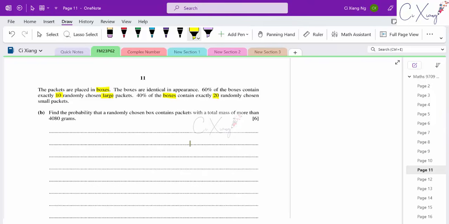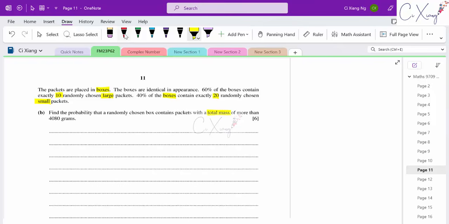randomly chosen small packets. Okay, so according to the understanding in this question, we have two kinds of boxes. One type has 10 large packets. Another type has 20 small packets in the box. They want us to calculate the probability that a randomly chosen box contains the packets with a total mass, highlight the keyword total mass, of more than 4080 grams.